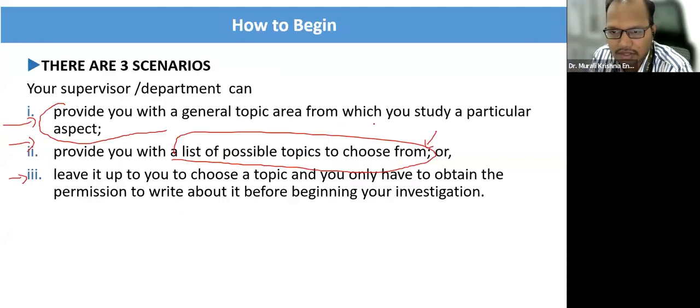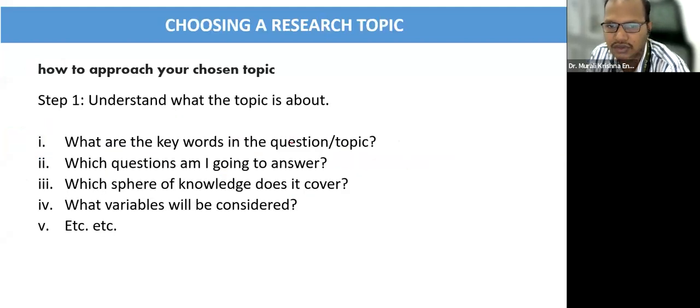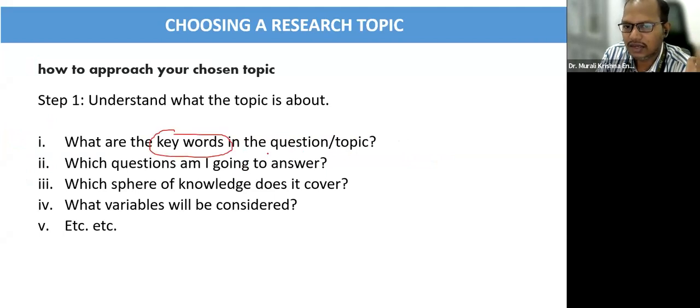In the first two scenarios, you already have a list of topics. In the third scenario, we don't have any list of topics. Then how do you choose in that scenario? Usually the topic can be keywords, a question, or you are addressing some problem. Sometimes they say a problem, sometimes a research question.